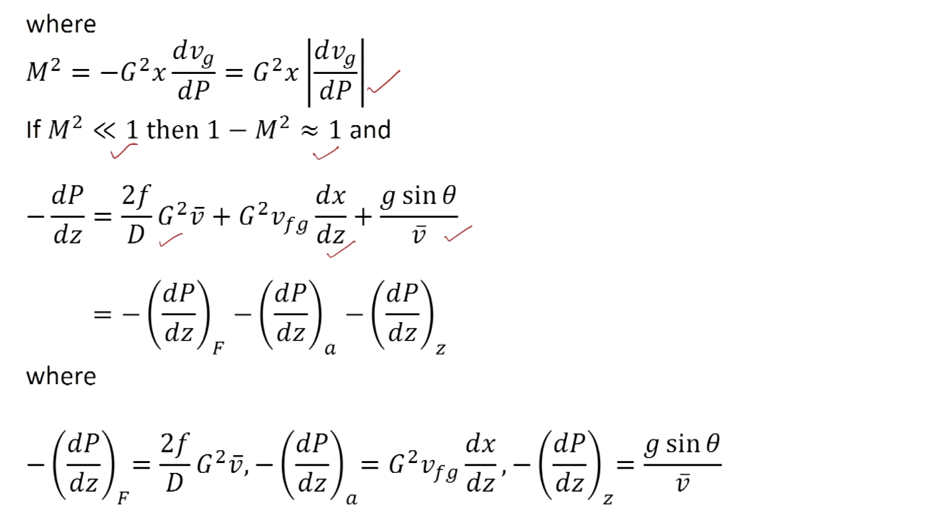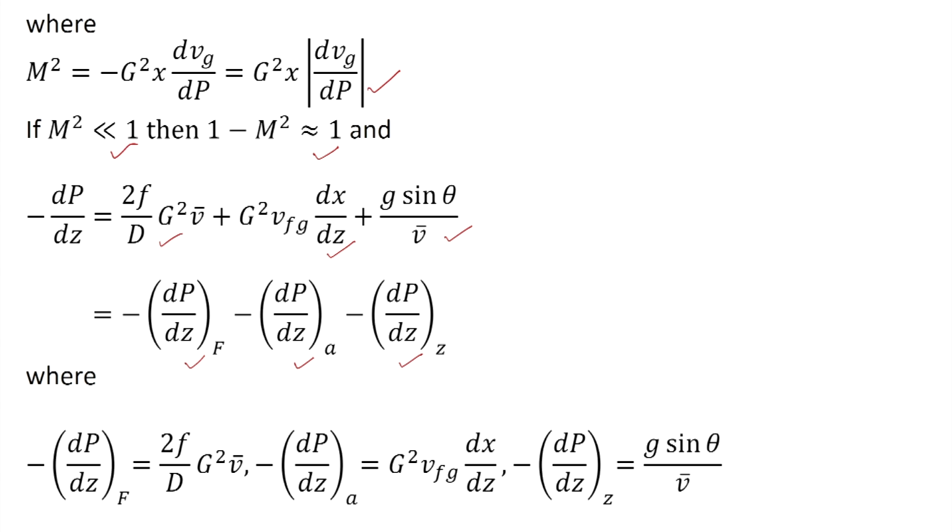And the first term can be identified as the pressure gradient due to friction, and the second term g square v f g dx by dz is the pressure gradient due to acceleration, and the third term g sin theta upon v bar is the pressure gradient due to gravity. Okay. Here everywhere with dP by dz we have put a minus sign, because usually the pressure gradient is negative. As you go downstream, the pressure decreases. So, the minus dP by dz will be usually positive.